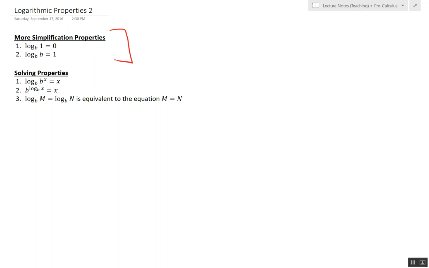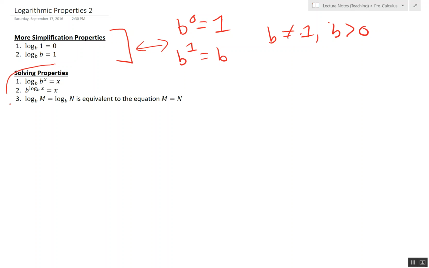Log base b of 1 is always 0 and log base b of b is 1. And that simply follows from the fact that b to the 0 always equals 1 and b to the first always equals b, when b is not 0 or not 1 and b is greater than 0. So that's a property that all exponential functions have, and this is just their logarithmic equivalent forms here.